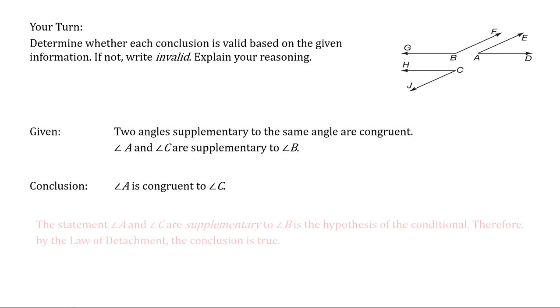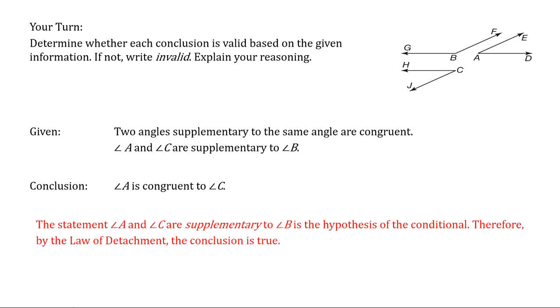Okay, now that you've thought about it, we can say, statement: A and C are supplementary to B, so we know that B is one angle that has a certain measurement. We know that A and C are supplementary to that, so they're going to have to be the same measure. Because they're the same measure, by the law of detachment we can conclude that that is actually a valid statement, that angle A and angle C are going to be congruent. Does everybody see that? If not, send me an email, we'll talk about it.